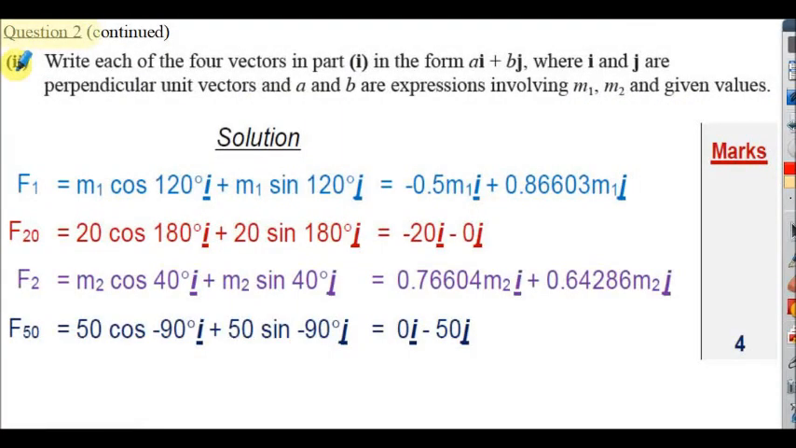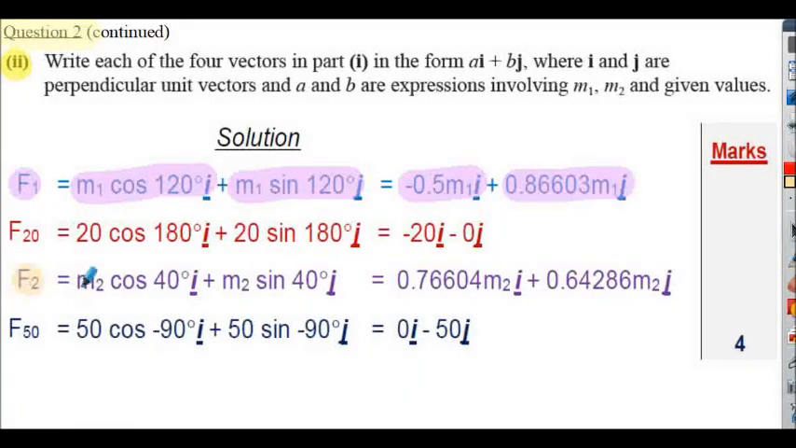Question 2, part 2. Here's the solution for the various forces. I've labelled force F1 associated with mass m1. So here's the horizontal component, here's the vertical component. Horizontal is denoted by i, vertical component denoted by j. And I've just simplified the values here.